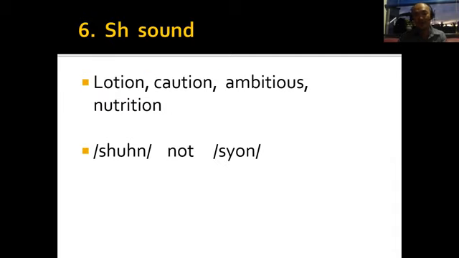Okay, number 6, we have the SH sound, which is very common, and we don't have most of a problem pronouncing this because we're so used to this. Like lotion, caution, ambitious, nutrition. So they're pronounced as SH. But be careful with the ION vowel sound. It's not Sean, like this, Sean, nutrition, caution. You don't say that. It's shun. It's a schwa sound. Shun.